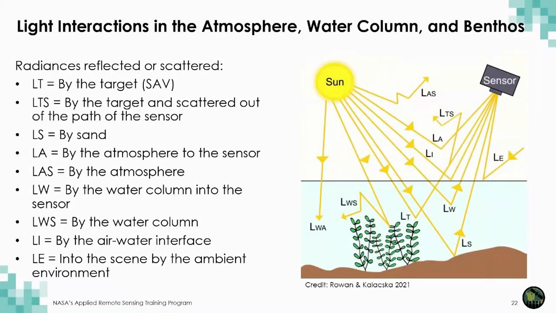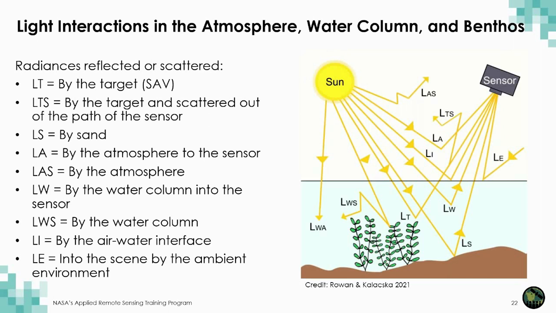So here's a simplified illustration of the interactions of light as they originate from the sun and are recorded by an optical sensor, either in orbit or airborne. The labels here, just for practical reference: LT is the radiance reflected by the target. That's what we want to measure. LTS is the radiance reflected by the target that is then scattered out of the path of the sensor. Even though it is reflected by the target, the sensor is not measuring it.